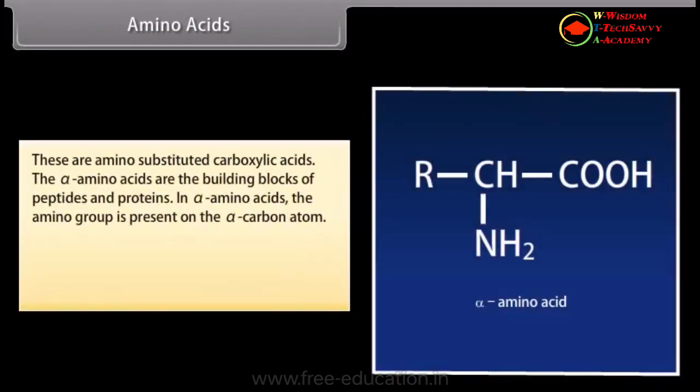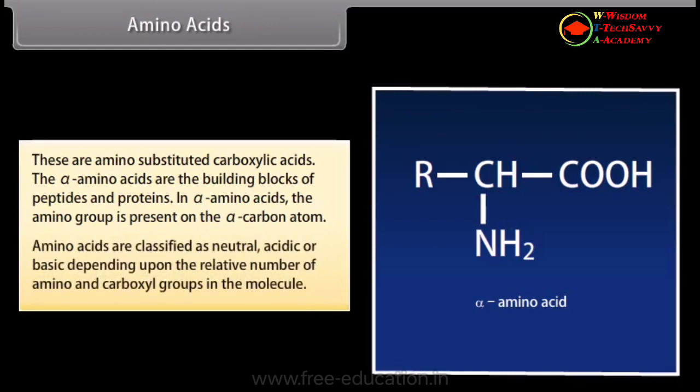Amino acids. These are amino-substituted carboxylic acids. The alpha amino acids are the building blocks of peptides and proteins. In alpha amino acids, the amino group is present on the alpha carbon atom. Amino acids are classified as neutral, acidic, or basic, depending upon the relative number of amino and carboxyl groups in the molecule.